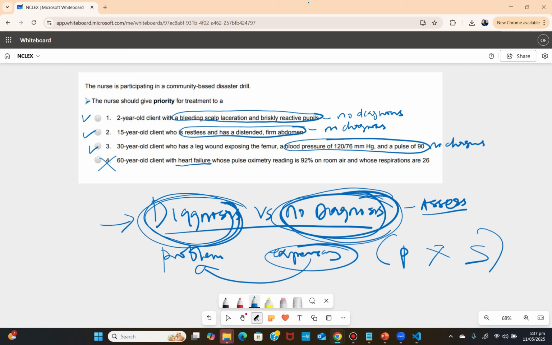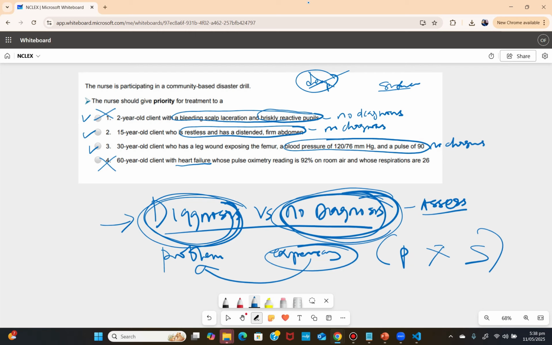Now, option one is saying bleeding, scalp laceration. Now, scalp is not deep. Since it's a scalp issue, that is surface. Yes, deep is what we want to prioritize, but surface, no. So, scalp, the patient is still fine. And also, the NCLEX said they have briskly reactive pupils, which means nothing is wrong with the patient. There's no neurological symptom that's concerning. The patient is stable, the pupil is okay. So this will be out.